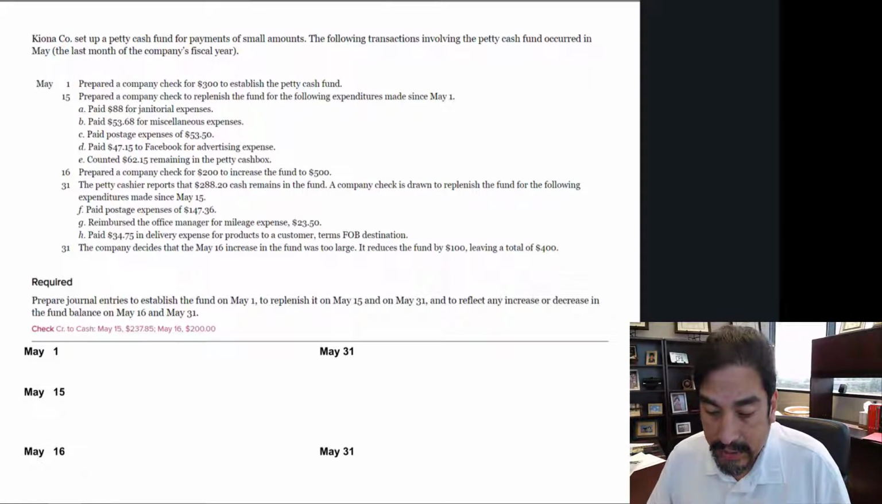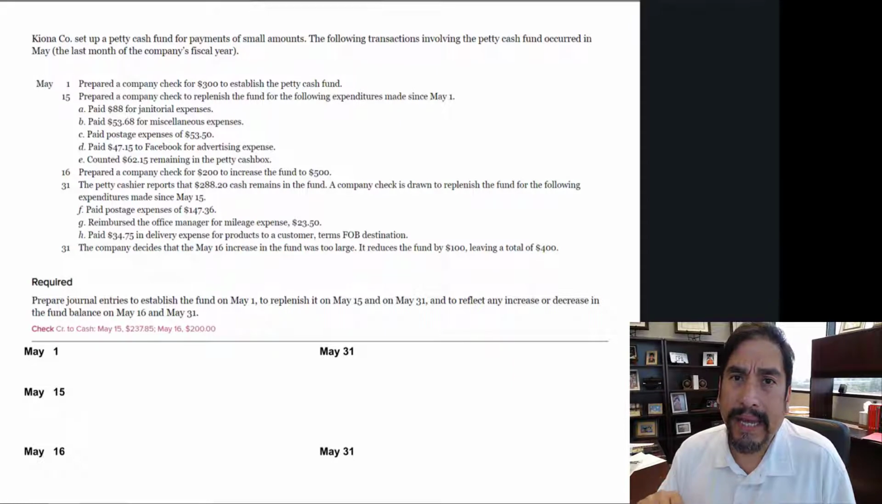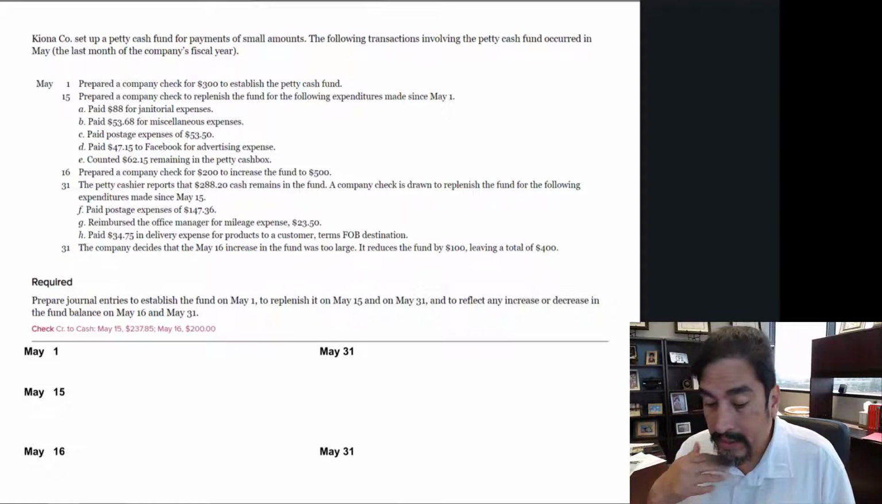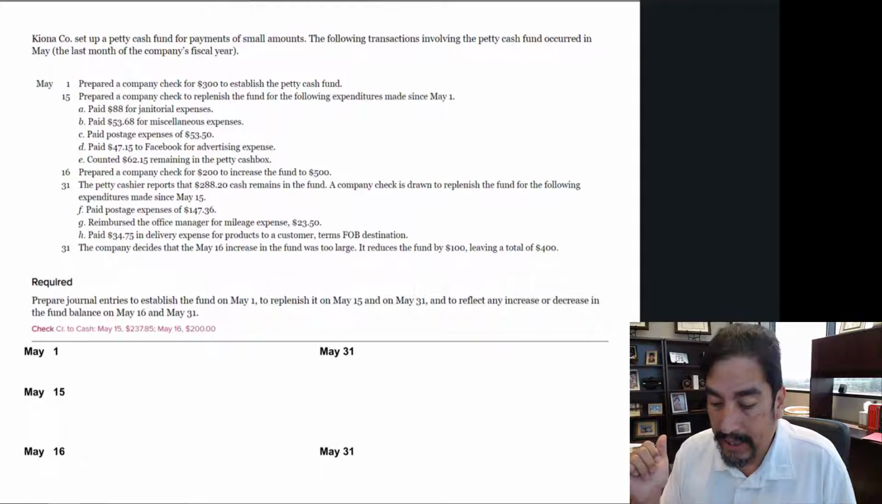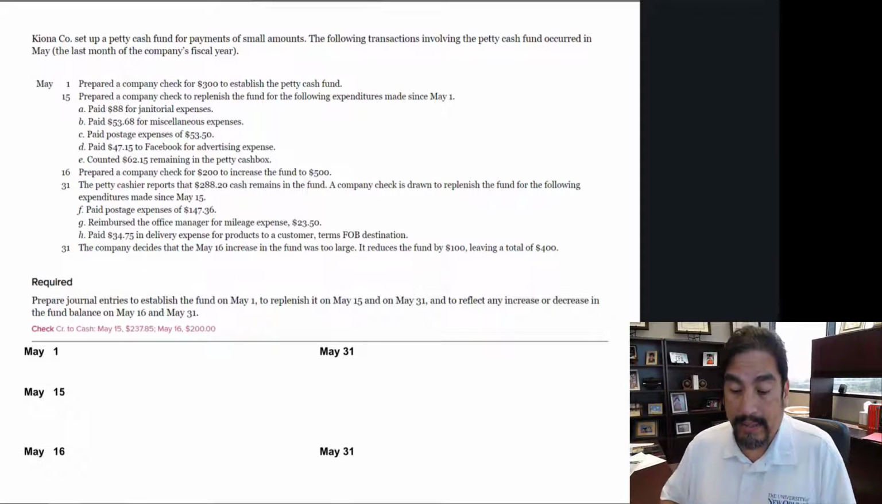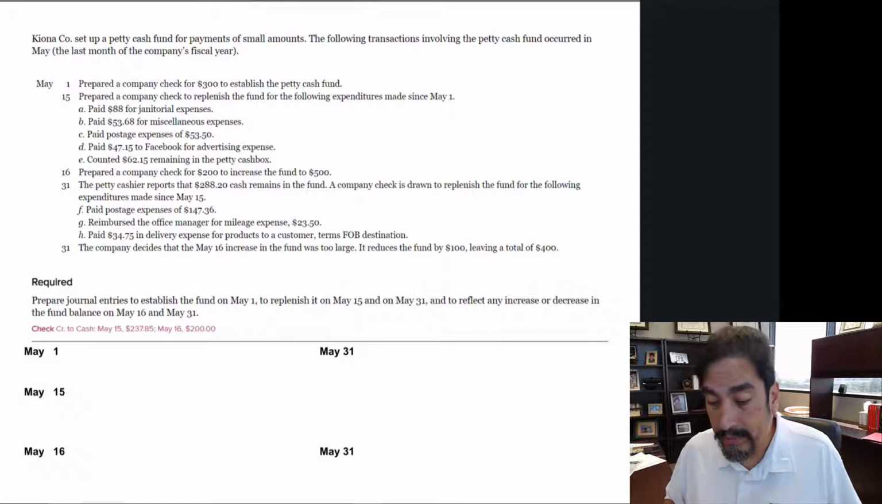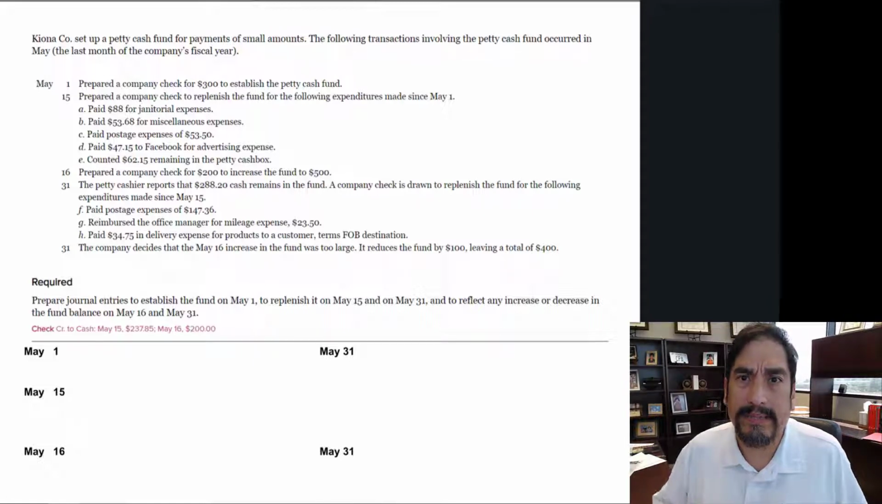On May 1st, we prepare a company check for $300 to establish the petty cash fund. So we only hit the petty cash account. We only use petty cash in a journal entry when we increase and decrease the petty cash account. Here, establishing is increasing the petty cash fund. So you really need to just memorize or write down the journal entry to increase the petty cash fund and to decrease the petty cash fund. So here's increase. We're establishing, increase, same thing. We're increasing from 0 to 300.